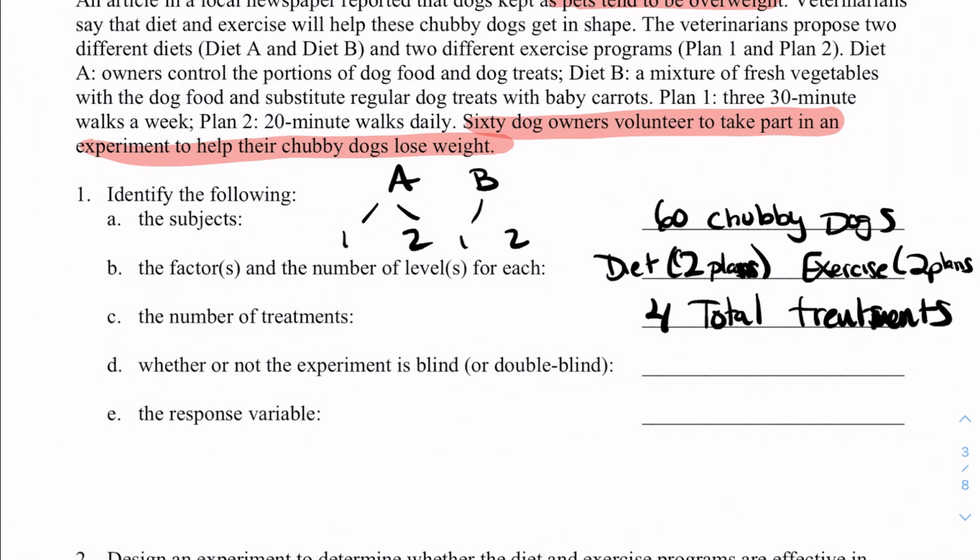Now, knowing how this study is designed, the owners themselves are having to both give the dog walks and they're also having to feed them. So at best, this design is a single blind, since the owners know which diet and exercise plan their dogs are on, but the evaluators do not have to be given this information. So the people that end up with the results, they might not know who got what. So at best, we could call this a single blind experiment. With our response variable, the thing that we want to measure at the end is weight loss.